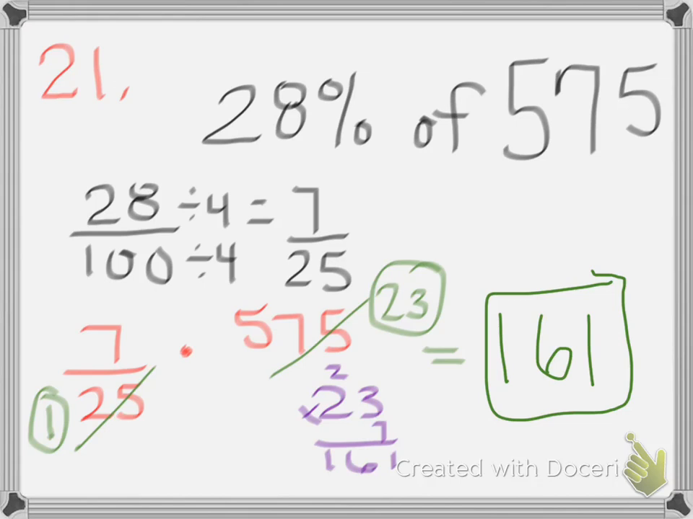Now a special note on these percent of a number problems, one of the number one mistakes that students make is leaving the percent sign on after they've found the percent of the number. This is no longer a percent. What you have found is 28% of 575. So the number that you found is an actual whole number now, no longer a percent.